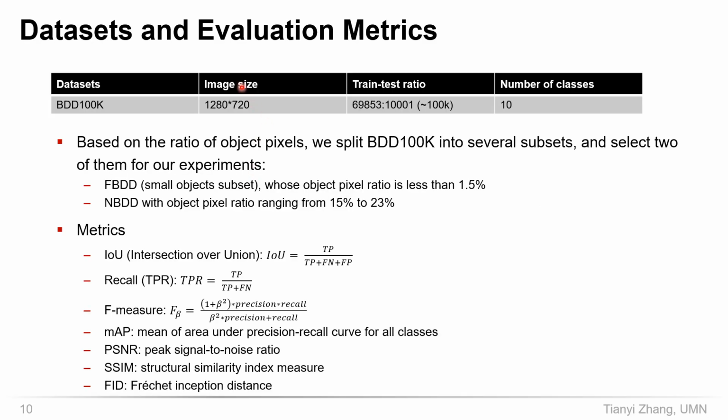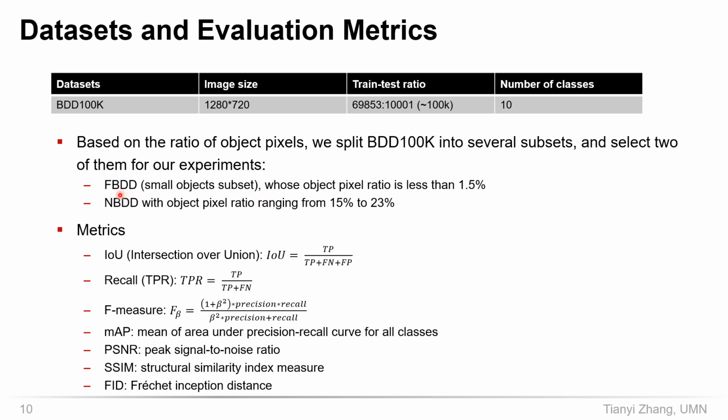Now I will introduce the experiment and the results. In this page, I will introduce the datasets and the evaluation metrics. So we use the BDD100K dataset, and here's the image size. And actually, we split the BDD100K dataset into several subsets for our purpose. And we selected two of them for our experiment to verify our idea.